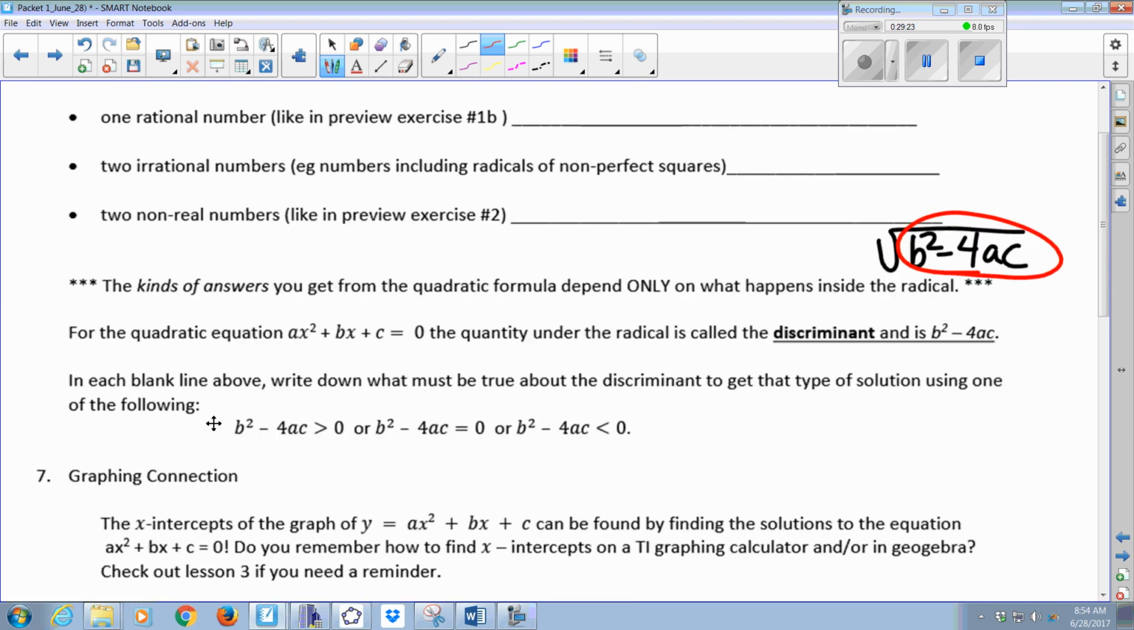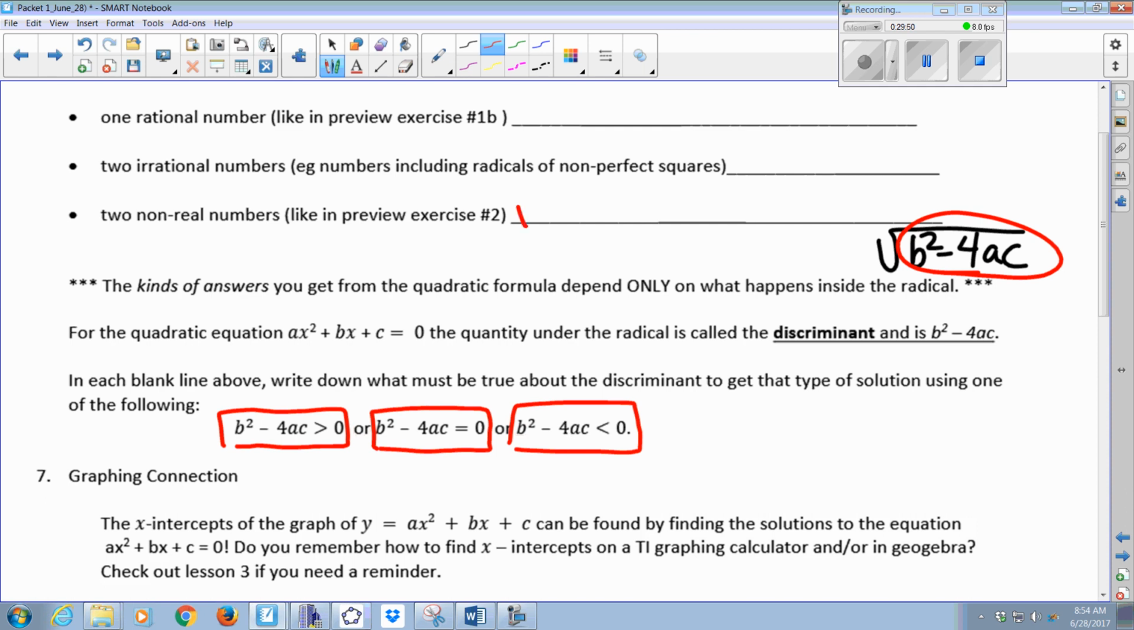So let's go back to these blanks and then determine which of these following inequalities work for the situation presented up above. So in other words, if we have, let's start with this last one. If we have two non-real number solutions, what must be true about the discriminant, the expression that's under the radical sign?